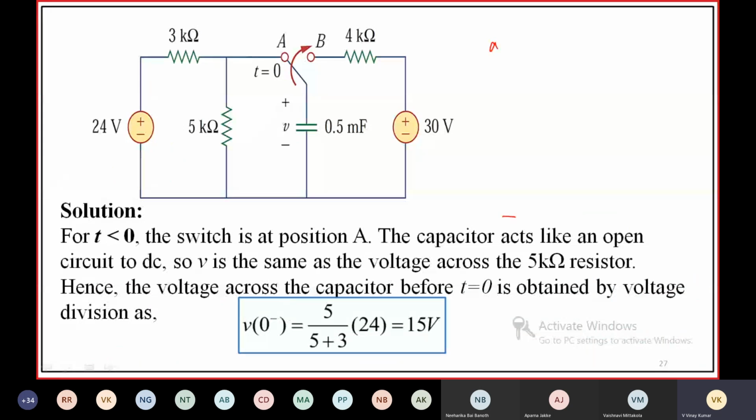T is equal to 0 minus: voltage source 24 volts, a 10 kilo ohm resistor, and 5 kilo ohms.